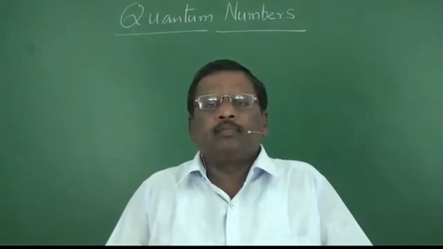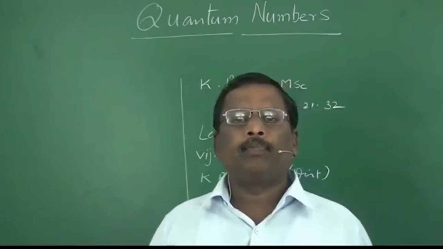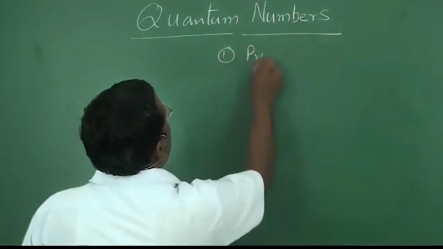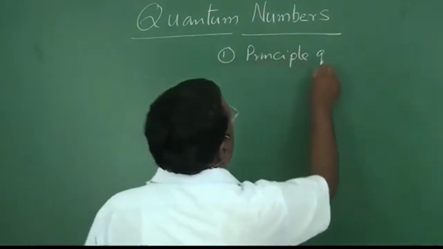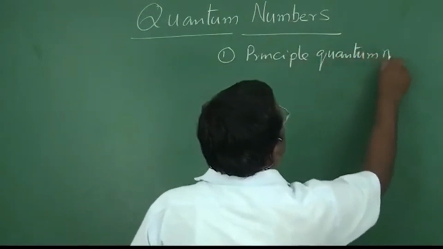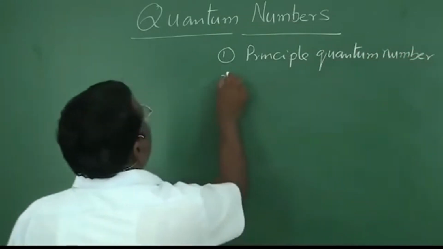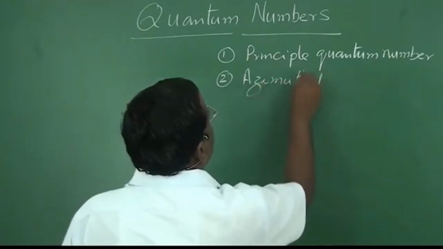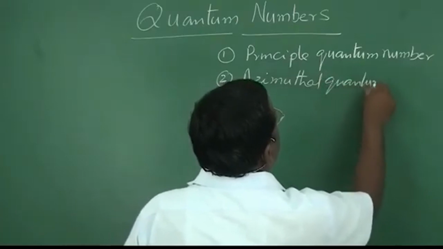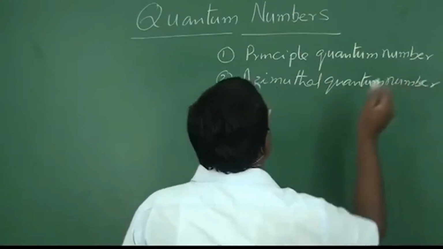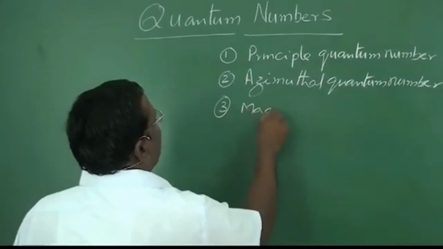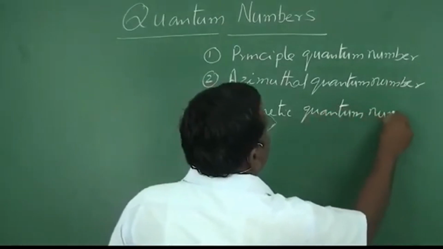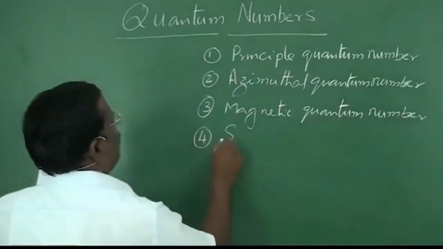Quantum numbers. We know that the first quantum number, number one, is the principal quantum number. Number two, azimuthal quantum number. Number three, magnetic quantum number. Number four, spin quantum number.